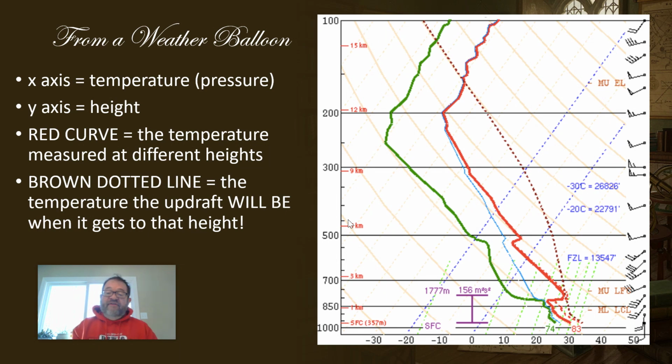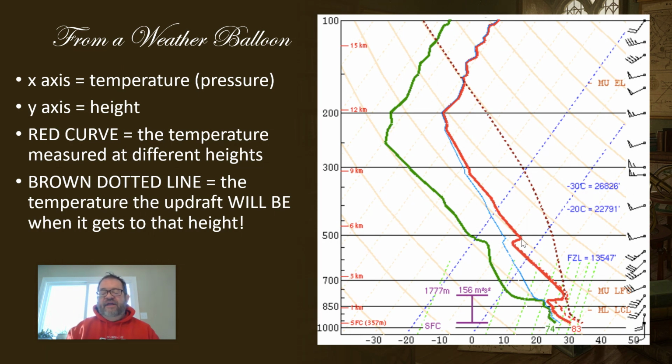Now, there's different pieces of information being plotted on here, but I want to just focus on two of the curves that are plotted. One is the solid red line. The solid red line is the temperature that the weather balloon measured at different heights above the ground. So as it was flying upward, it was experiencing colder and colder weather, and then it hit a layer where it got warmer, and then it rose for a while, getting colder as it rose.